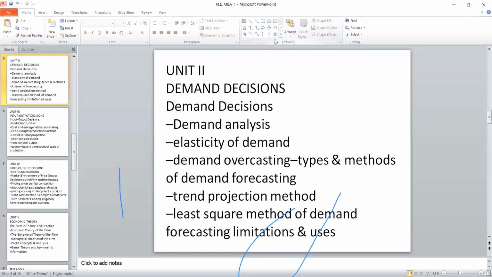In the second unit, we analyze demand. In demand analysis, we are going to study the law of demand and elasticity of demand, the different types of demand, and how demand is forecasted, either for an existing product or for a new product. Then there are methods like the trend projection method and the least square method, and finally their advantages and limitations and how they are applied. So the second unit is about demand decisions.